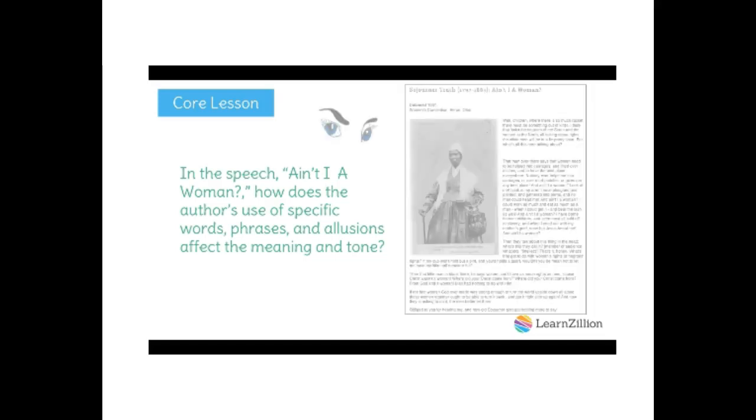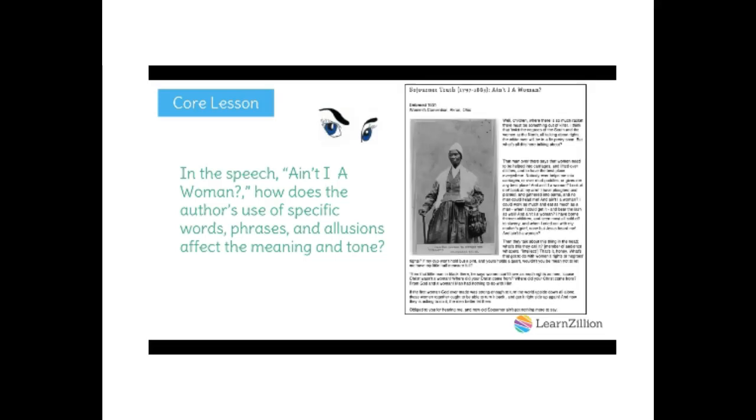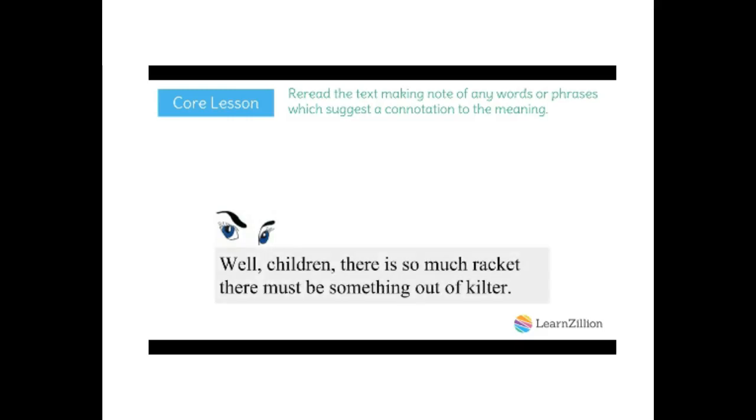I'm going to concentrate my attention on 2 specific portions of the text to answer this question. The first sentence of the speech and paragraphs 4 and 5. I will be looking at examples of words, phrases, and allusions that impact the tone of the speech. Step 1, reread the text, making note of any words or phrases which suggest a connotation to the meaning. I need to look closely for words or phrases that create a strong negative or positive association in my mind.